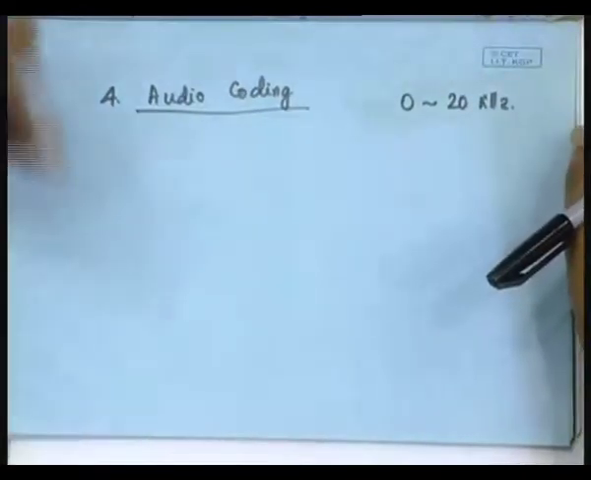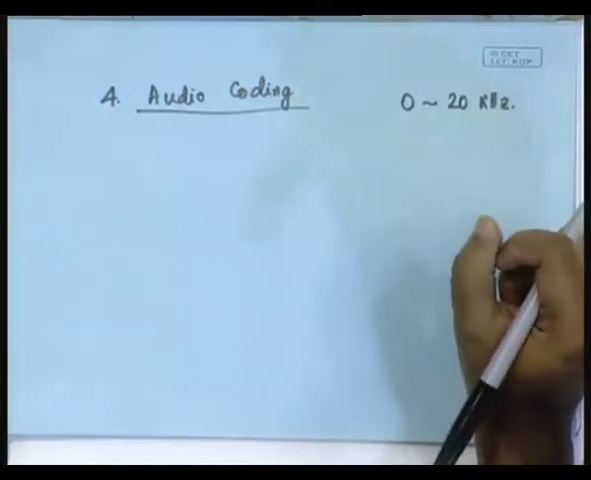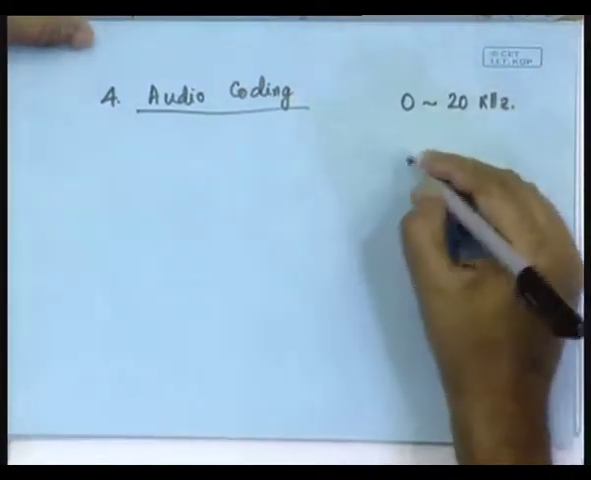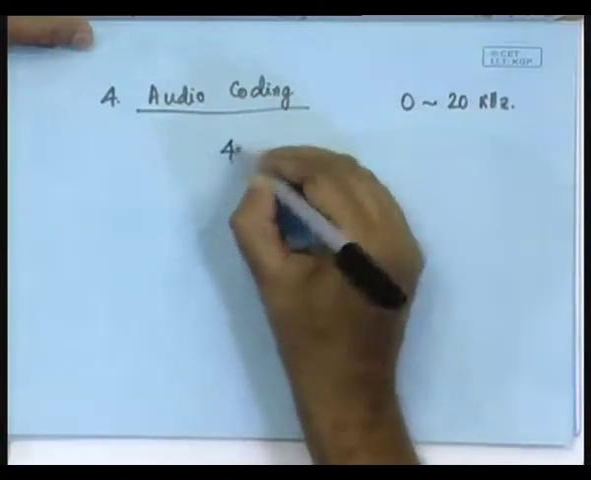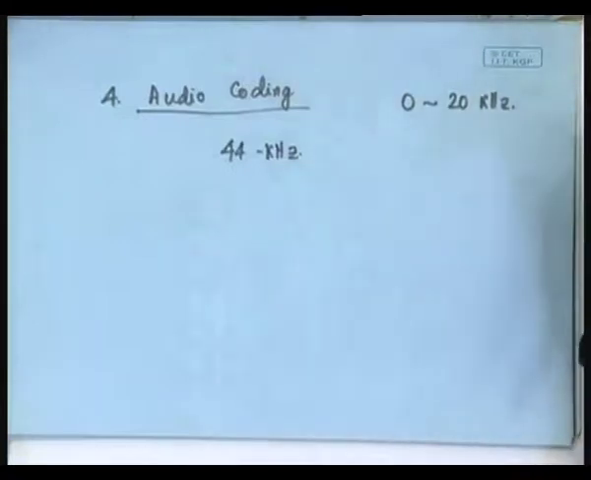So, your signal may be all the way up to 20 kilohertz. In order to sample this signal, again you have to fulfill the Nyquist rate. So, you have to sample it at a rate which is higher than 20 kilohertz, and the usual practice is to use 44 kilohertz as the sampling rate. So, with 44 kilohertz of sampling rate, you have to sample the audio signal.